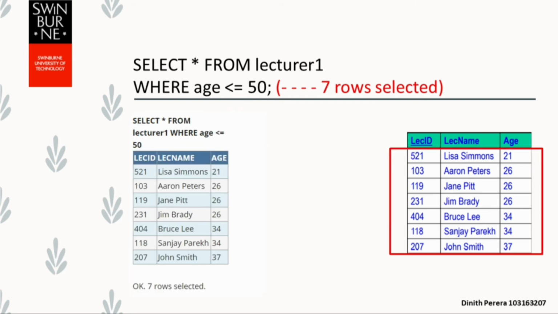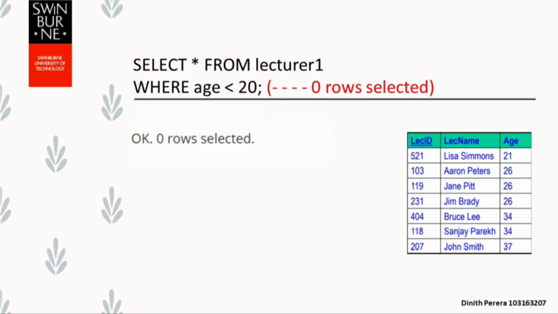So moving on to the next example. In this example, the query is to select all from lecturer1 where the age is less than or equal to 50. So you can assume that everyone will be selected because, as you can see, everyone is under 50 years old. Moving on to the last query of the example. In this example, it selects all from the table where the age is less than 20, which means no one will be selected in this case because there is no one whose age is below 20 years old. So it says, okay, 0 rows selected.